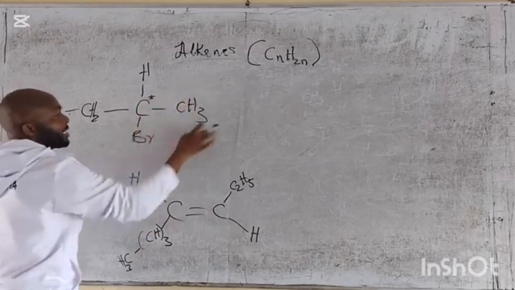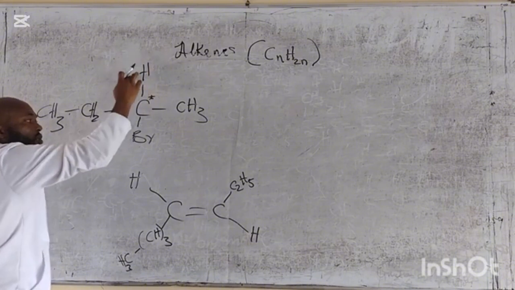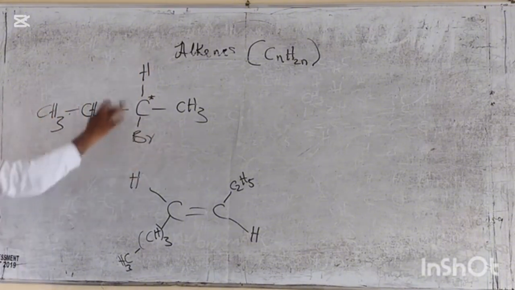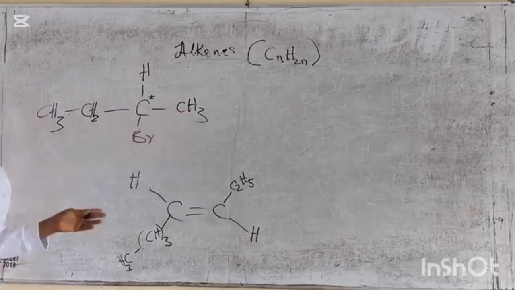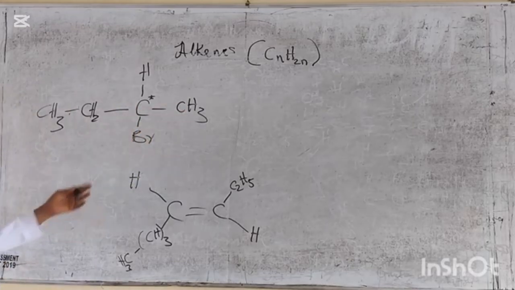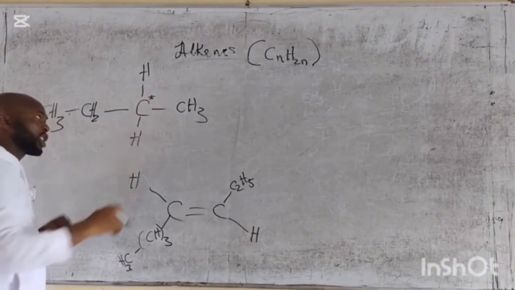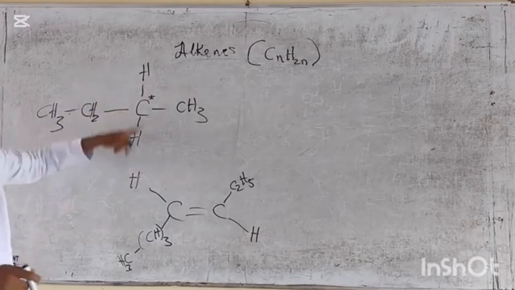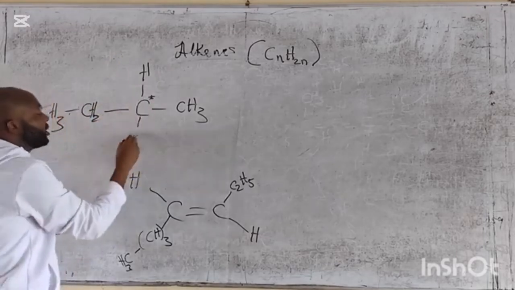Now, this side is a methyl attached to it. This side is a hydrogen attached to it. This side is a bromine attached to it. And this side is an ethyl attached to it. So the four groups attached to this carbon are different. They are not related in any manner. If I have hydrogen here, this carbon is not chiral. Why? Because it has two similar groups attached to it. Then all the groups attached to the carbon atom must be different.